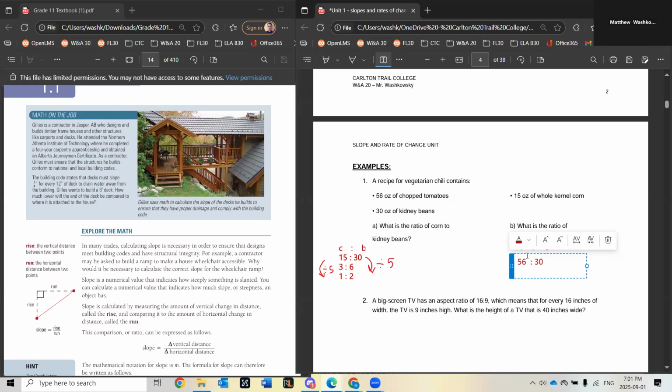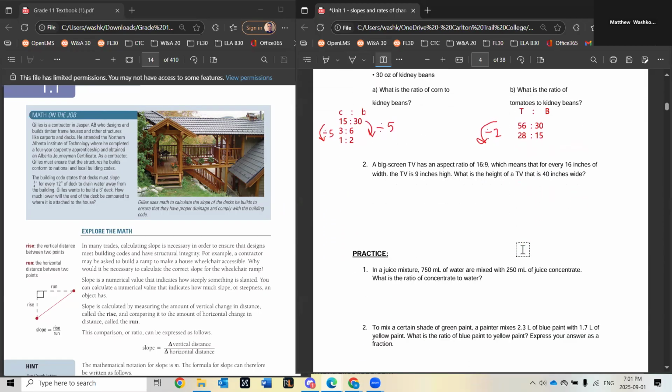Well, they're both even. Let's divide them by 2, which will give you 28 to 15. These, again, are the same thing. Think about the pizza. All I've done is I've cut them both in half, divided both by 2. Now, sorry, that's supposed to be 28. Now, I can't simplify this any further, so that's what it is.